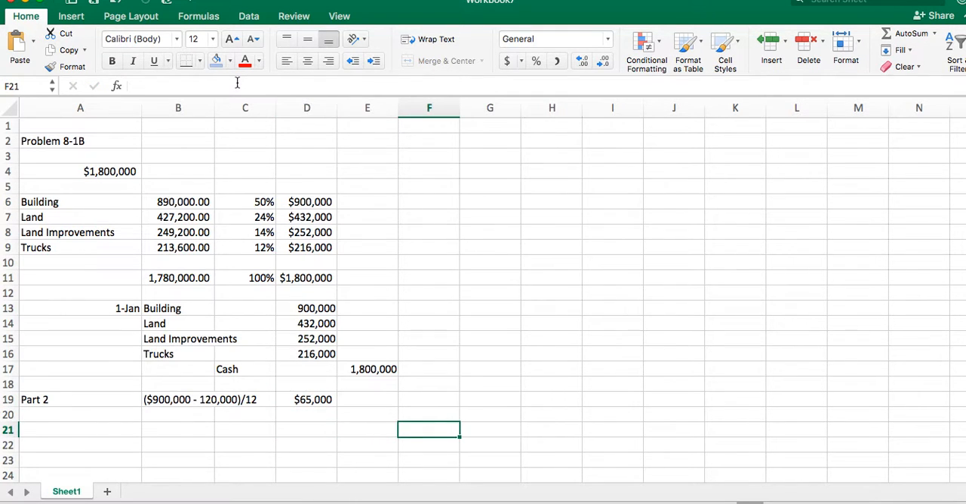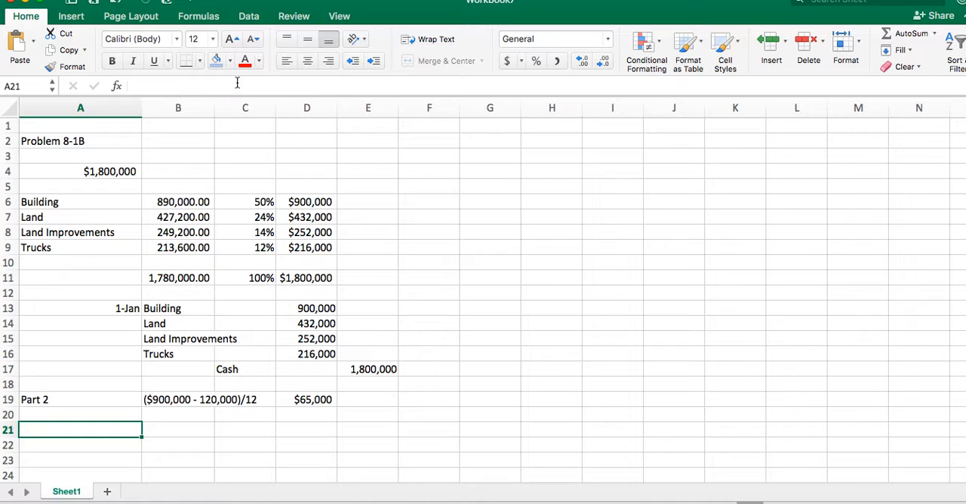So for 12 years, you'll depreciate $65,000, and at the end of 12 years, you'll have $120,000 of the book value or cost of the building still left because that's the salvage value, meaning that's what it's worth at the end of its life. Then it asks us to calculate the depreciation on the land improvements, assuming a 10-year life and double declining balance depreciation. So a different method here.